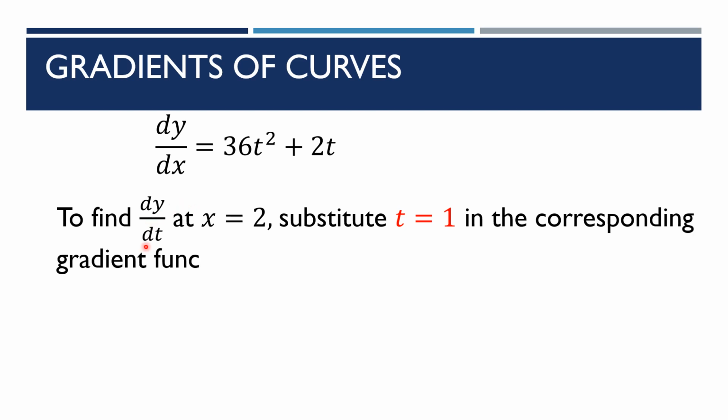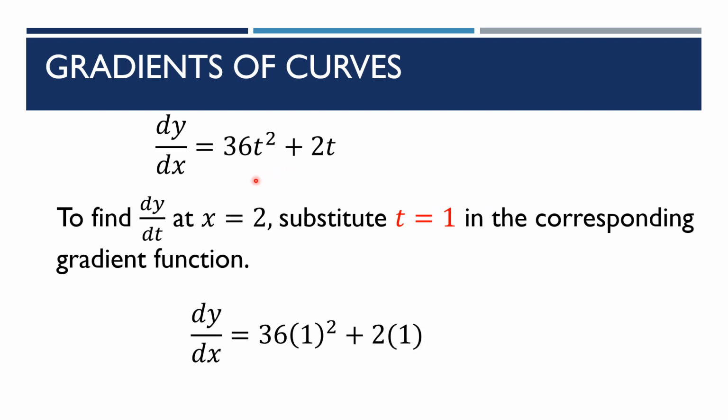To obtain the gradient at a point x equals 2, we are going to substitute t equals 1 in the corresponding gradient function. So this is the gradient function that we obtained in the previous step. So we are going to replace t with 1. So where t is, we put 1 as indicated here, 2 multiplied by 1.